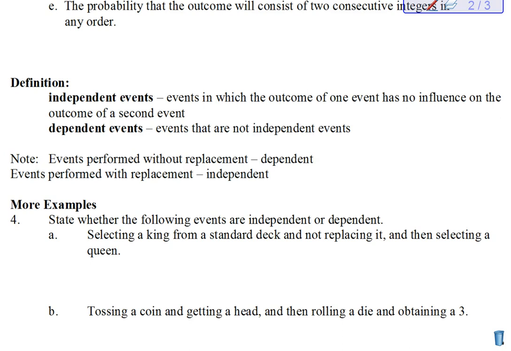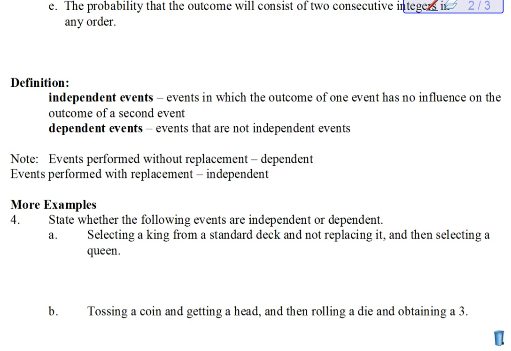So just because I'm drawing doesn't always mean it's dependent. Let's think about a deck of cards. If I reach in and draw a card from a deck and I put it back, I replace it, and I go back to draw again, those 2 draws are independent because the deck was taken back to its original state. Without replacement is dependent. With replacement is independent.